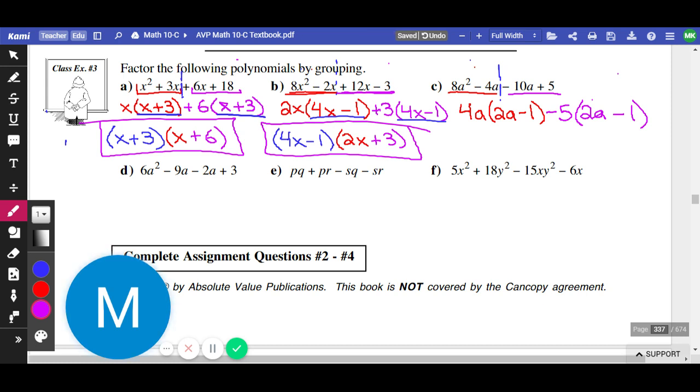Your binomials after you GCF should always be the same. If they're not the same, do something different. Factor something different out. They are the same now, so the 2a minus 1 comes out front. The red side I'm left with a 4a, the purple side I'm left with a negative 5. Okay.